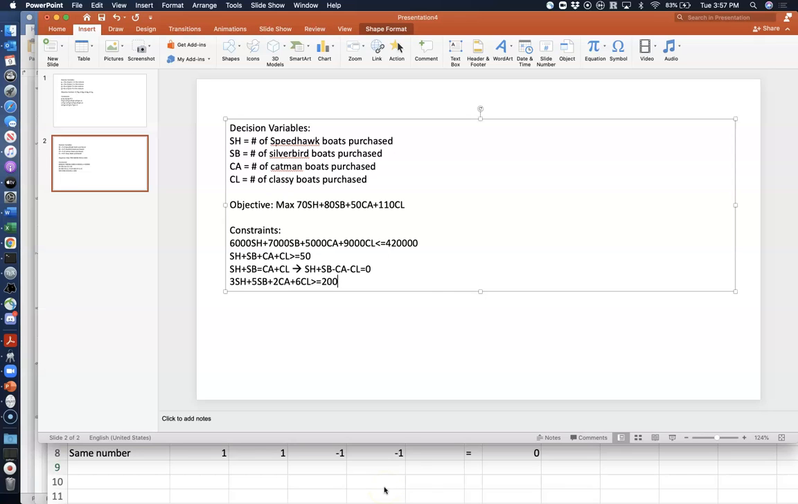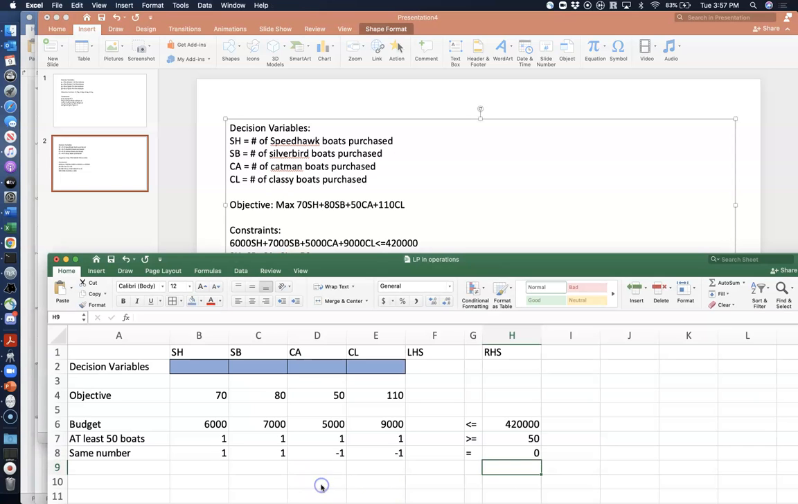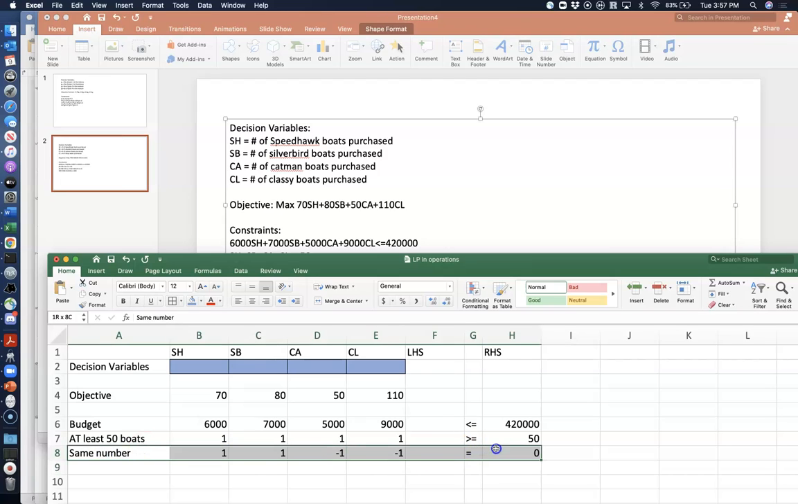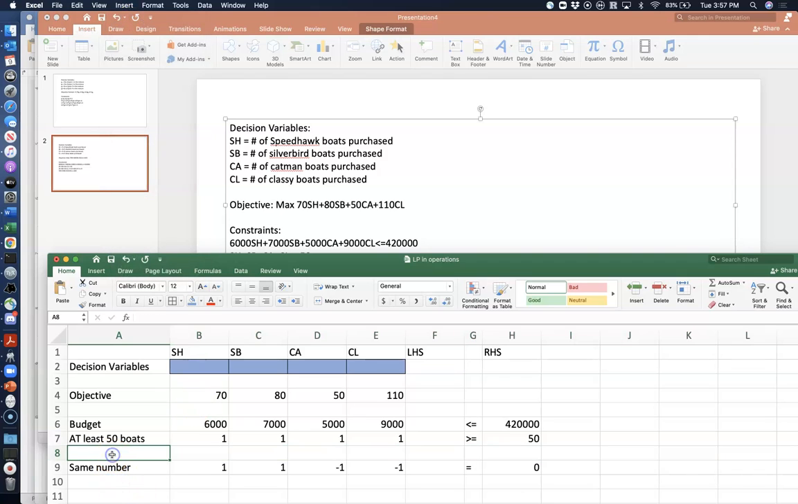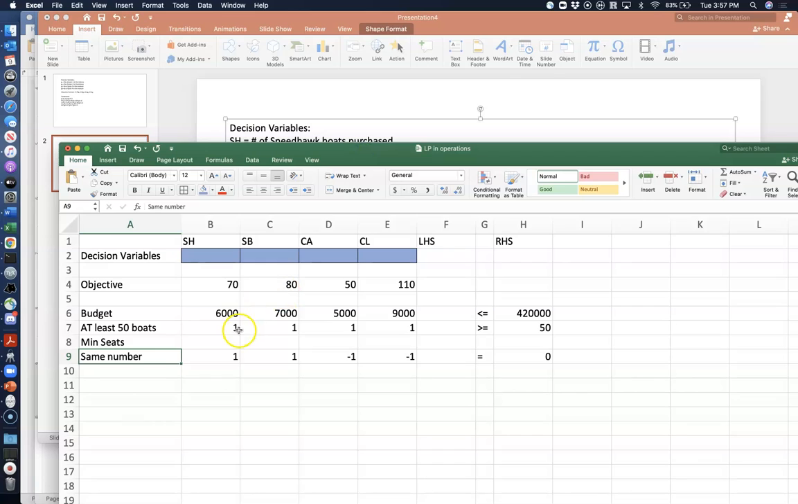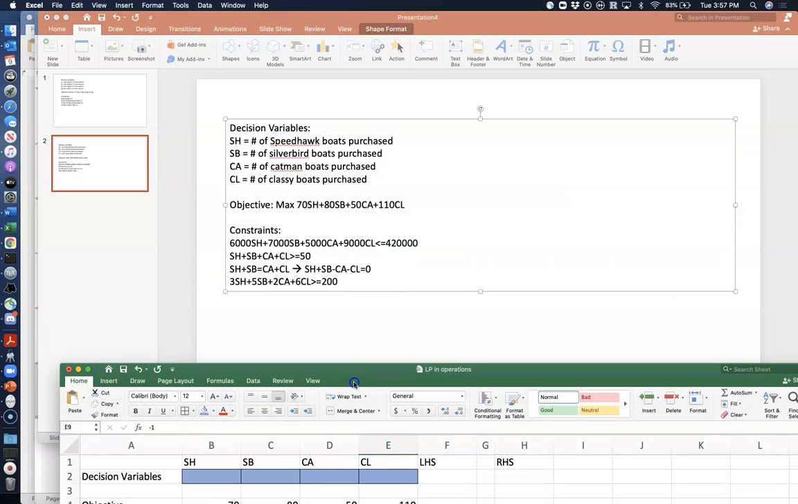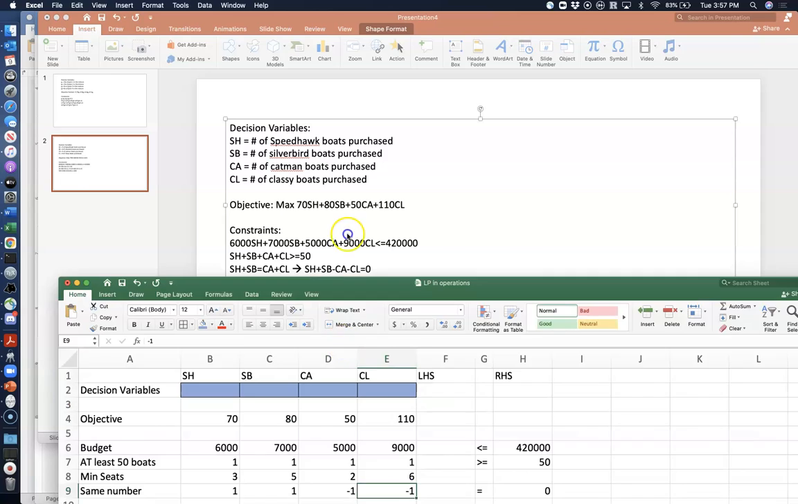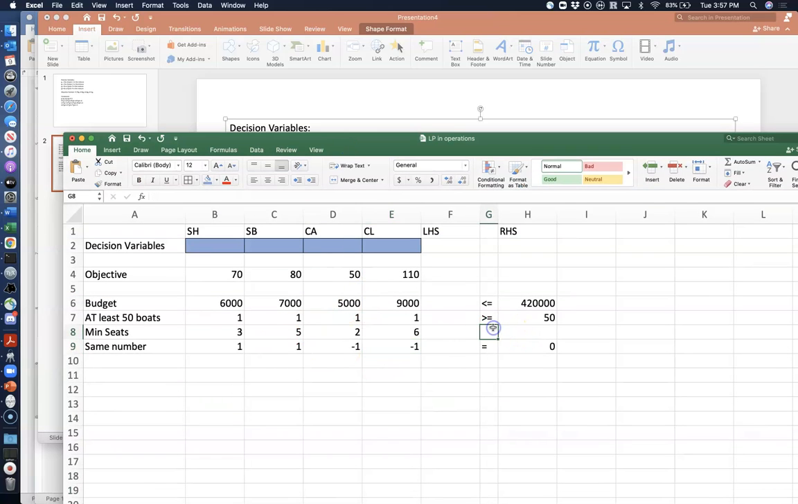And finally, we have the total number of seats constraint. So actually, let me insert a row here. I messed that up. Why? Because I should write the seats constraints first, because seats is a greater than or equal to constraint, so minimum seats. Right? And so the seats constraint is 3 times number of Speedhawk, 5 times the number of Silverbird, 2 times the number of Catman, 6 times the number of Classy, right? 3, 5, 2, 6. So this has to be at least 200.